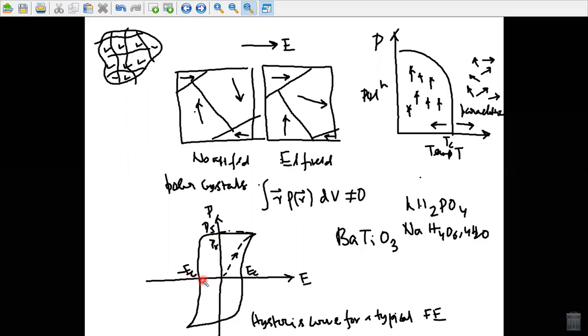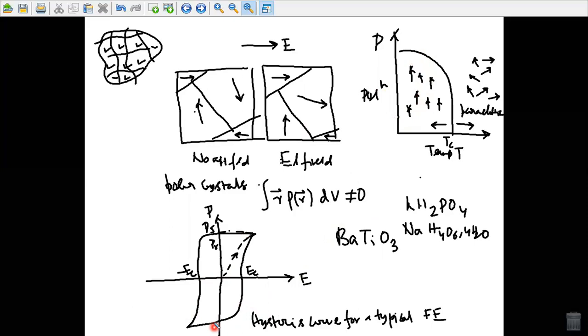Further magnitude increases in the negative electric field continue the symmetric hysteresis loop until negative saturation is reached here, minus PS, where all the dipoles have flipped over. If all the dipoles are pointing up at the upper point, at the lower point all are pointed down in this minus PS position, meaning all the dipoles have flipped over.